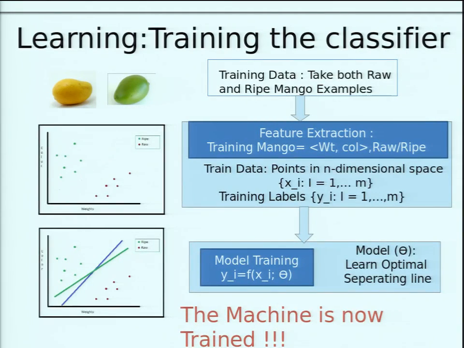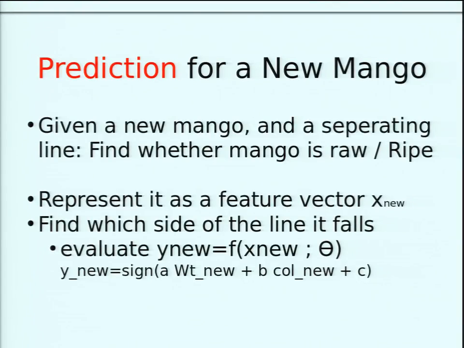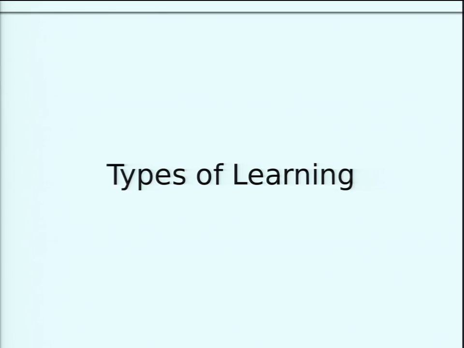So just to put everything in perspective, how do you train the classifier now? You take some examples of both ripe mangoes and raw mangoes. You extract some features, which is the weight and color, and feed to the computer the feature vectors and the corresponding class labels, and you train the model by learning the optimal parameters theta. Given a new mango, you again convert it into a feature vector, see which side of the separating line it is on, and you can figure out whether the mango is raw or ripe. That's what we said, right?